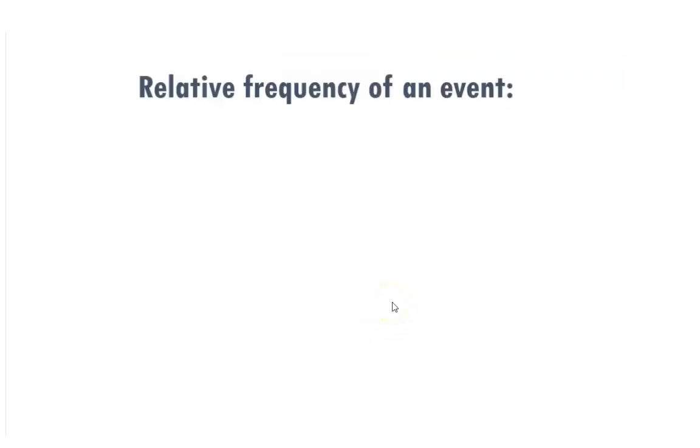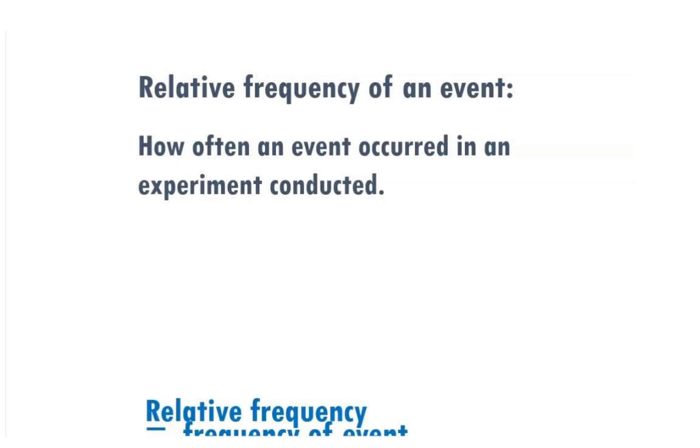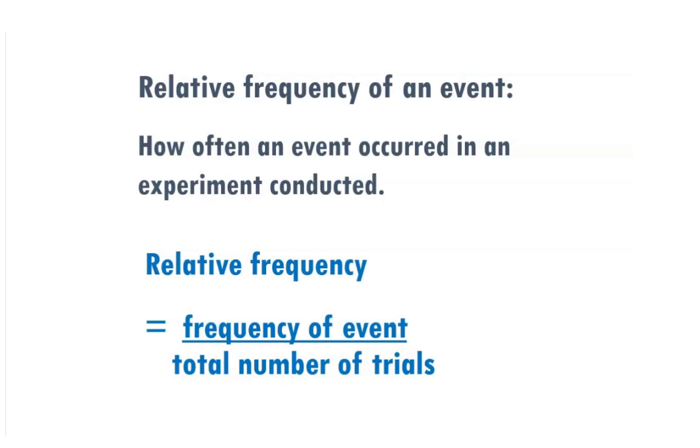Next, let's have a look at the word relative frequency of a specific event. This is how often an event occurred in an experiment that was already conducted. So here you are not making a prediction, but rather a conclusion. So to calculate the relative frequency of an event, it is the frequency of that event, or the number of times it occurred, divided by the total number of trials.